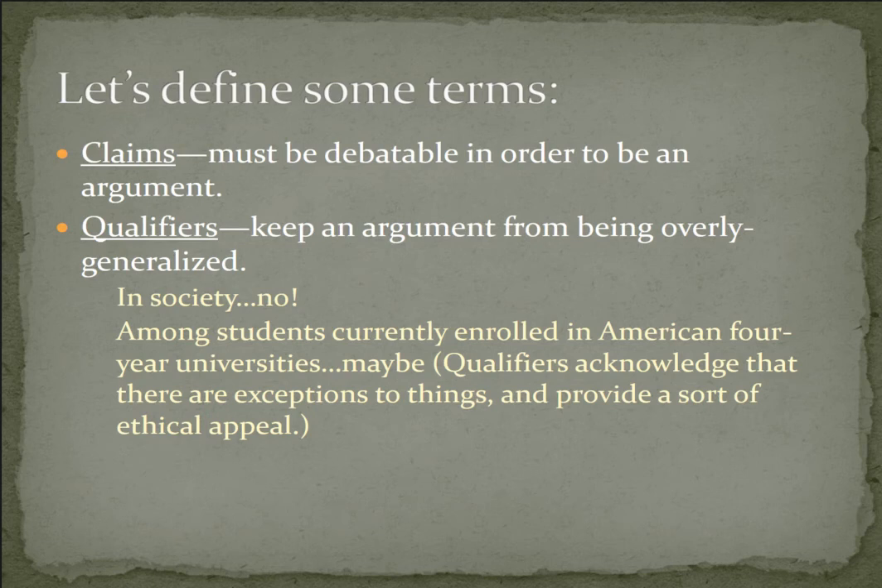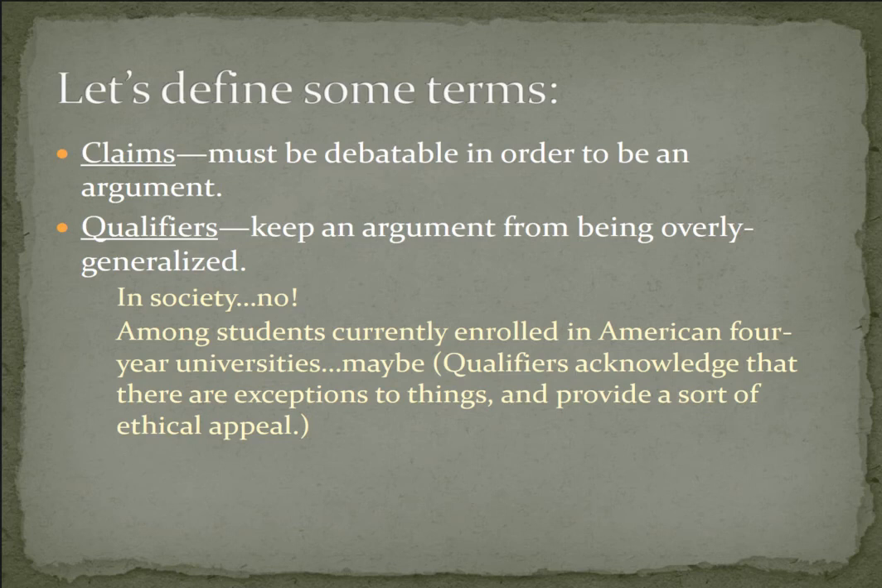Qualifiers keep arguments from being overly generalized. A lot of times students will use the words, in society today. Well, that's not very precise. I don't know what society you're talking about. And we know, especially if you've already taken a communications class or a sociology class, that there are societies and cultures and co-cultures. We do not want to overgeneralize, because while an argument or a claim could be true in one situation, we need to be aware that it's not going to be true in all situations. So here's an example. Among students currently enrolled in American four-year universities, something might be true.